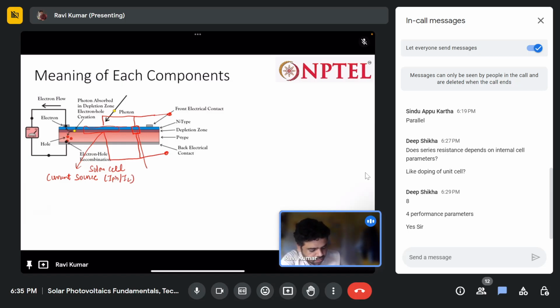This is our diode, and then if this is the current, the electron here will go to the finger, it will go to the bus bar, and then it will be collected here. So there comes some series resistance.